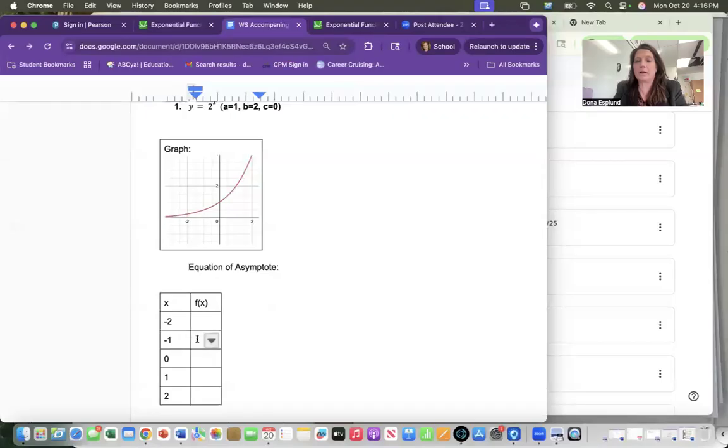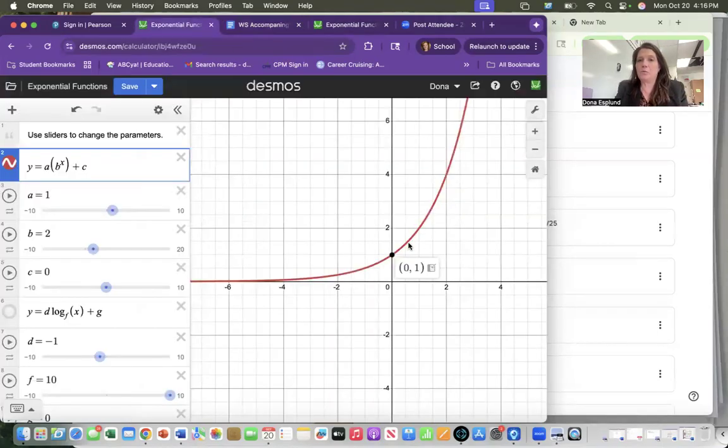This one is going to be then 1/2 or 0.5. When x is equal to 0, we'll always, always, always, in this case, unless there's a shift, have it be 1. And then if I go back to my function, when x is equal to 1, I should have the value of 2. So let me see if I can scroll to where I get there. There it is. And when x is equal to 2, I should have the value of 4.